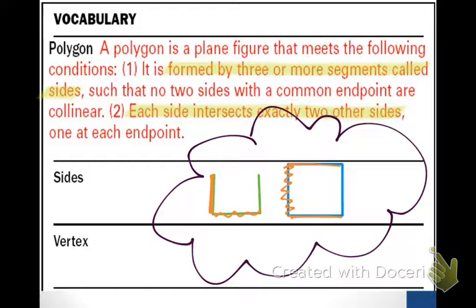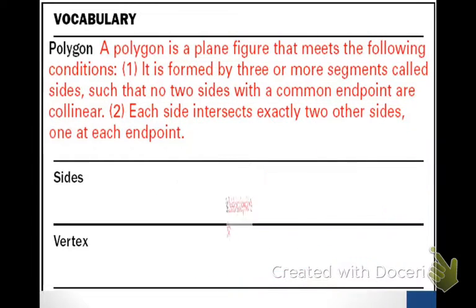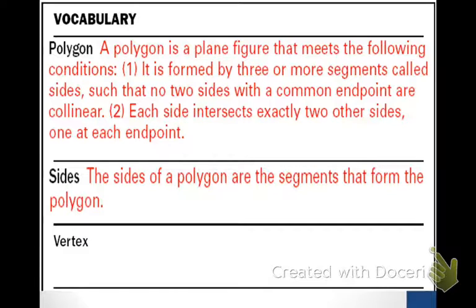Polygon is another word, again, for a shape in geometry. So you've learned a lot of them already, just being a person in this world. You don't have to write down all this, just pause. Sides, the only thing I want you to write down is that they are segments. The sides of a polygon are segments.